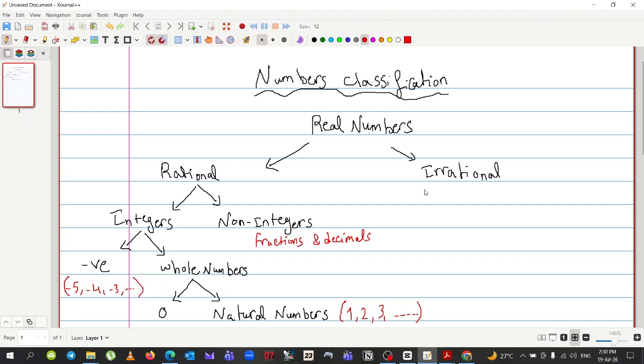The irrational numbers are numbers that will not produce a whole number. For example, like root 2, root 7, root 10, pi, and so on. Alright? So in each real number, there are classifications, and according to their classifications, we have to know the difference between the rational and the irrational numbers.